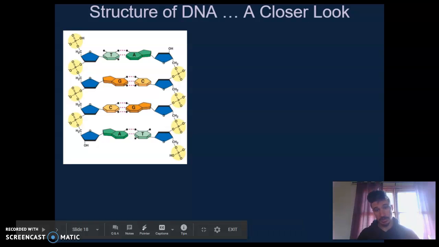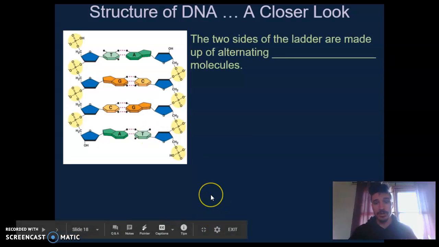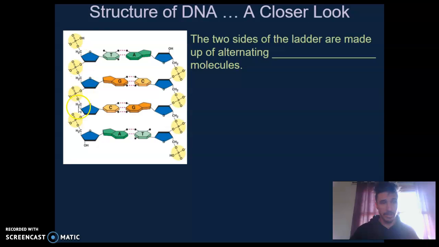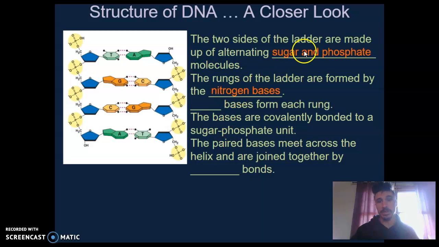All right, ladies and gentlemen, let's review the structure of DNA before we get too much further into how it fits in the nucleus, how it is replicated, and then furthermore, how it is taken from DNA to RNA to protein. So, the two sides of the ladder are comprised of alternating sugar-phosphate molecules and bonds.